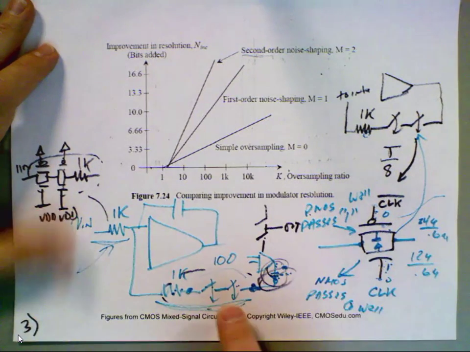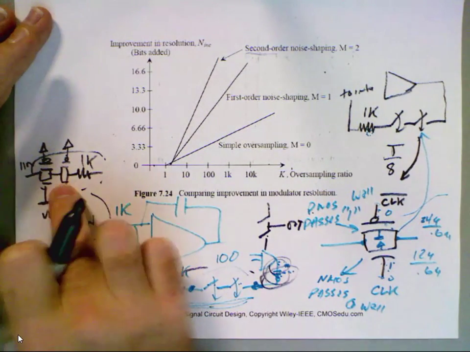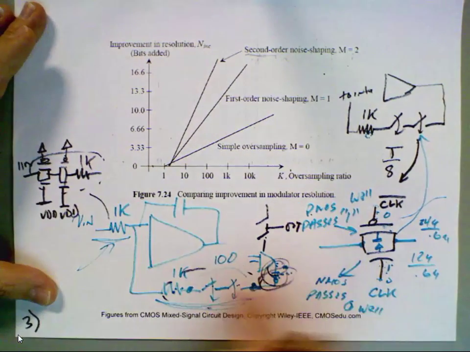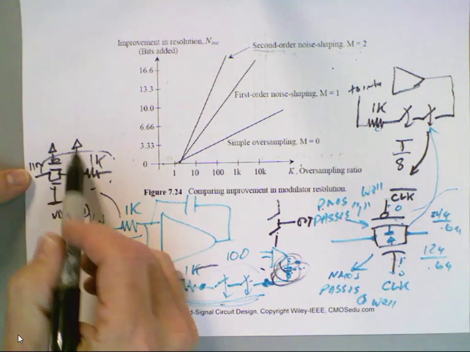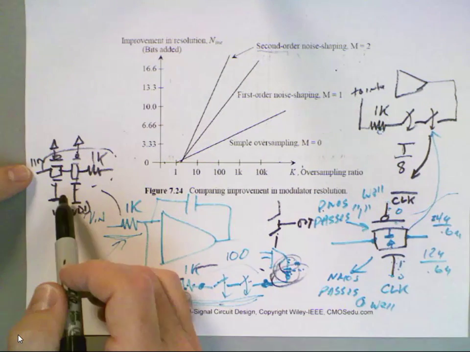How do we implement these? Yeah, it's just exactly the same. The only difference is here you physically tie the gates to ground. Yeah, so they're always on.